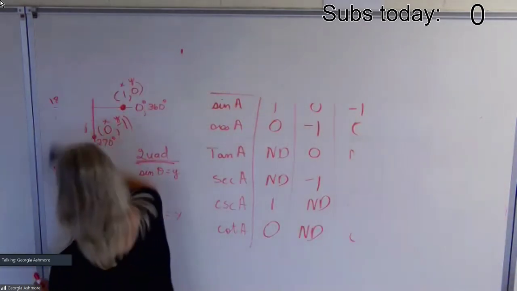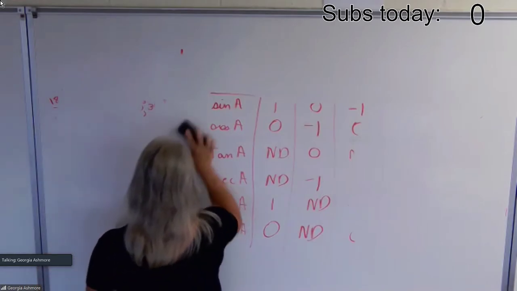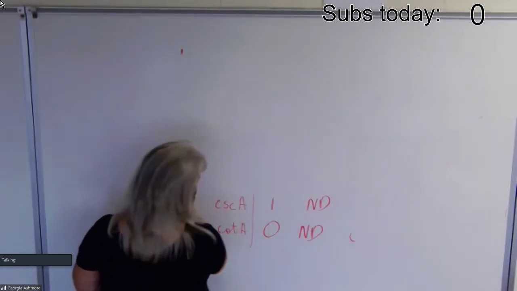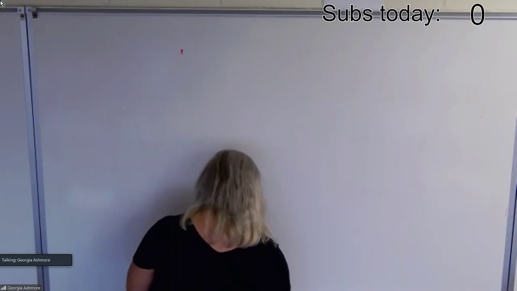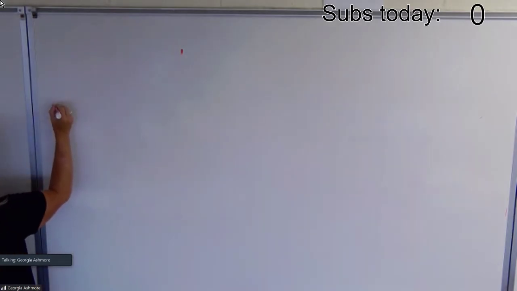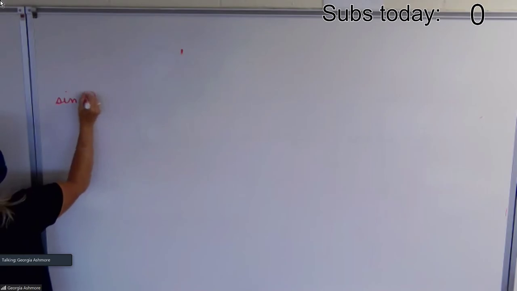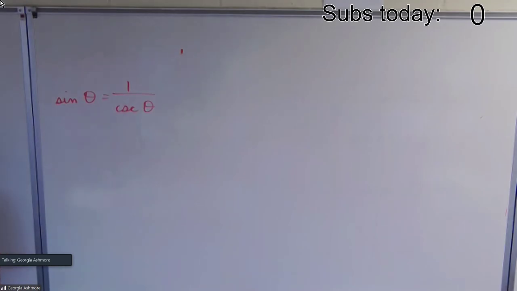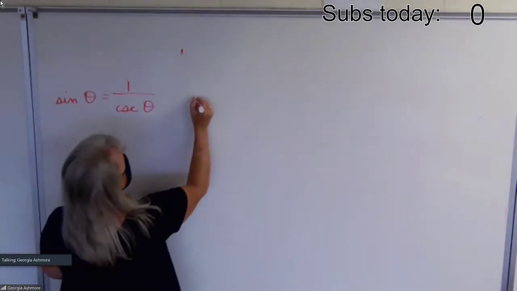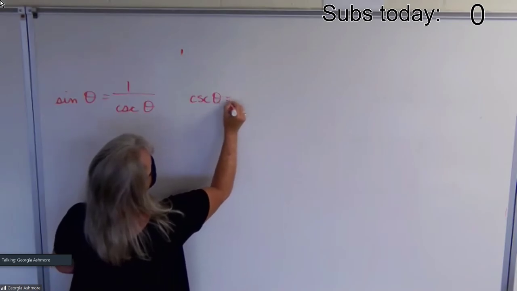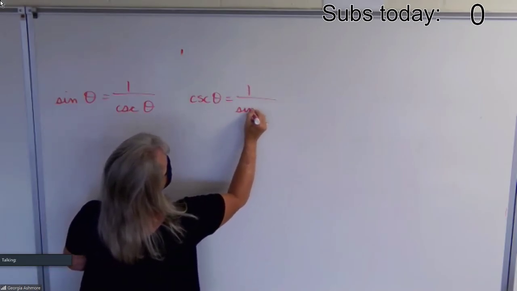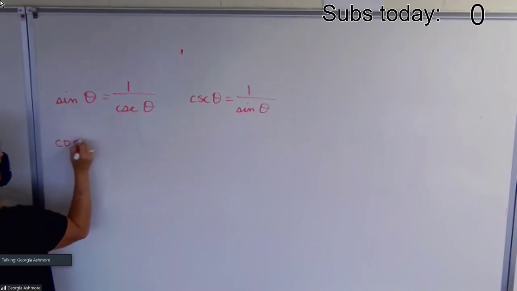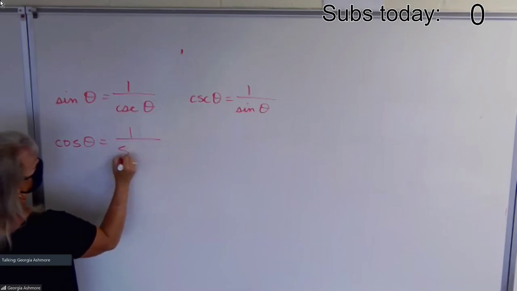All right, so looking at reciprocal identities, we talked about them, because you told me at least 2 dozen times almost today that the reciprocal of sine is cosecant. So sine theta would equal 1 over cosecant theta. Cosecant theta would equal 1 over sine theta. Is my cosine x? Cosine theta would equal 1 over secant.